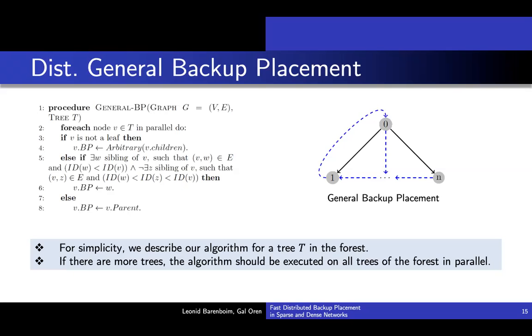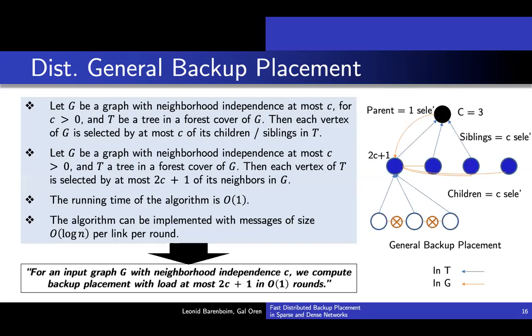Now we will show how for graphs with bounded neighborhood independence, the algorithm provides a good backup placement. Since each vertex can be selected only by its children, by its siblings that are connected to it in G, and by its parent, and also cannot be selected by vertices outside T, we obtain that for any graph with neighborhood independence at most c greater than 0, and T a tree in a forest cover of G, each vertex of T is selected by at most 2c + 1 of its neighbors in G.